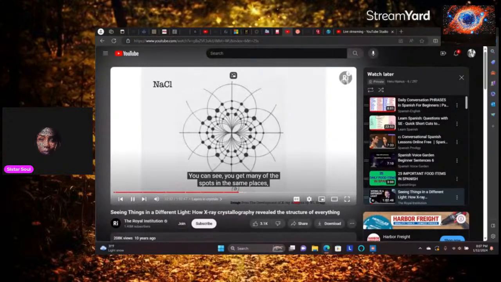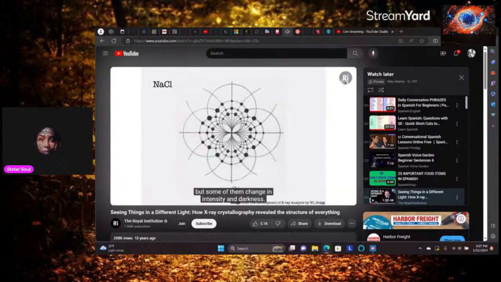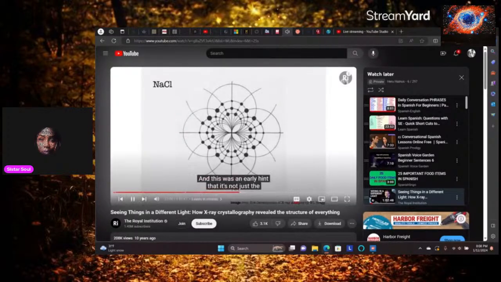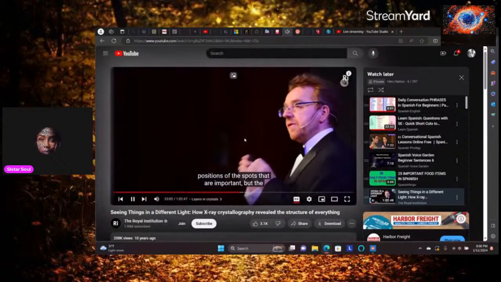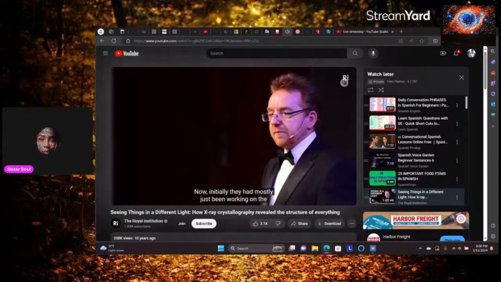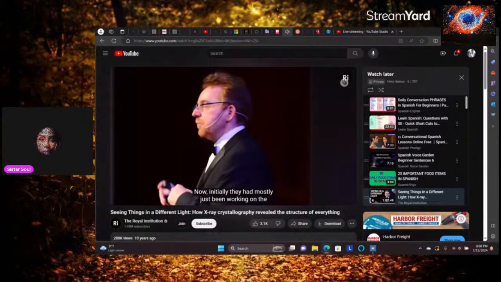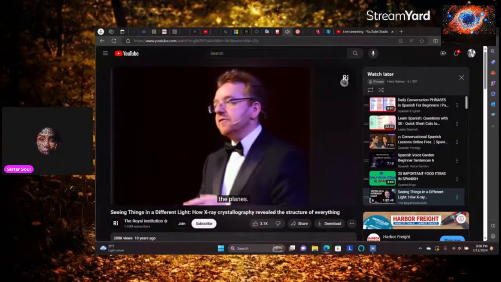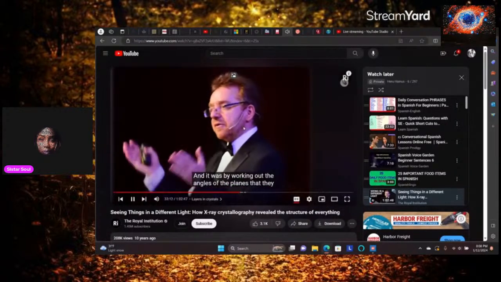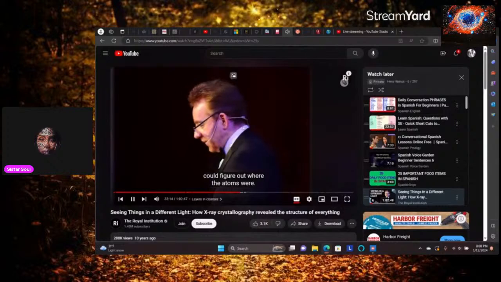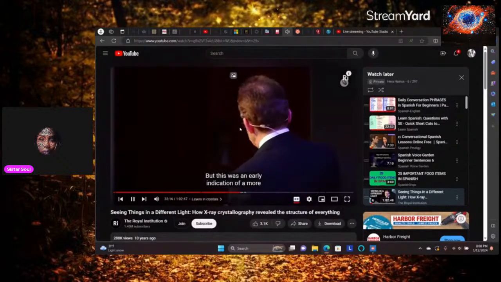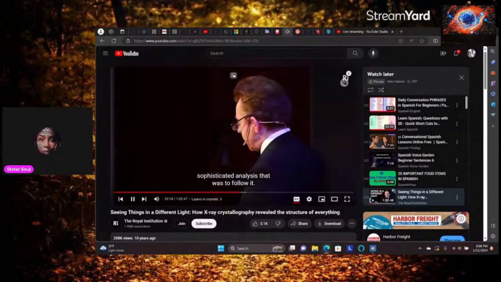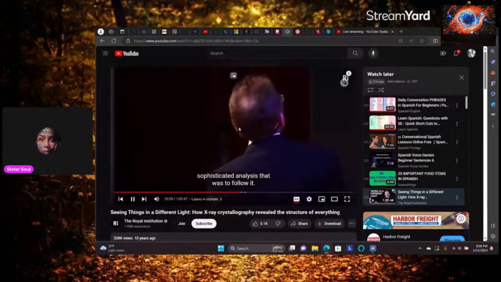Okay? In the same places, but some of them change in intensity, in darkness, and this was an early hint that it's not just the positions of the spots that are important, but the intensities are as well. Now, initially, they had mostly just been working on the positions of the spots, which told them about the angles of the planes, and it was by working out the angles of the planes that they could figure out where the atoms were. But this was an early indication of a more sophisticated analysis that was to follow.